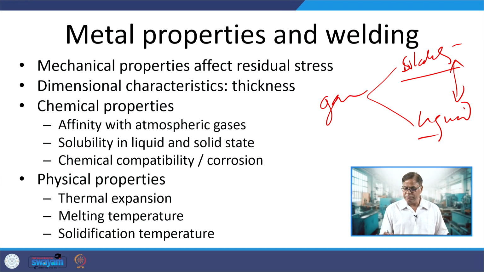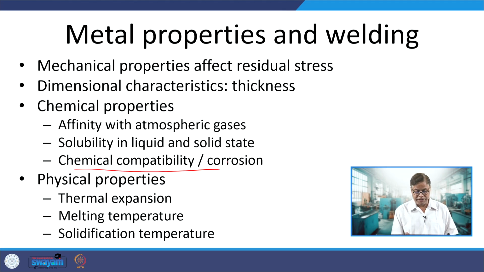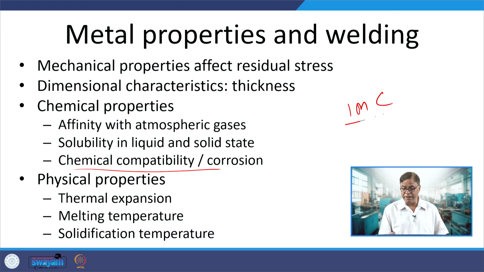Okay. So, if the difference in solubility is very less, then the problem related to porosity, the gas entrapment tendency, will be minimized. Okay. Then we have the chemical compatibility. If the chemical compatibility is not there, then it will lead to the formation of undesirable compounds which are very hard and brittle. It will promote the corrosion tendency of the weld joints.